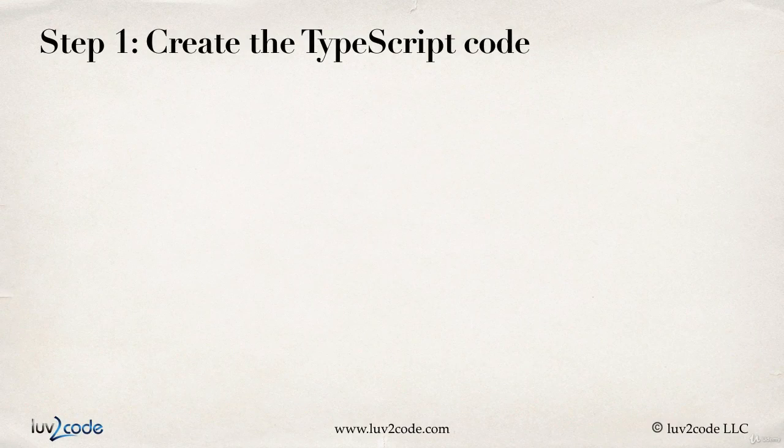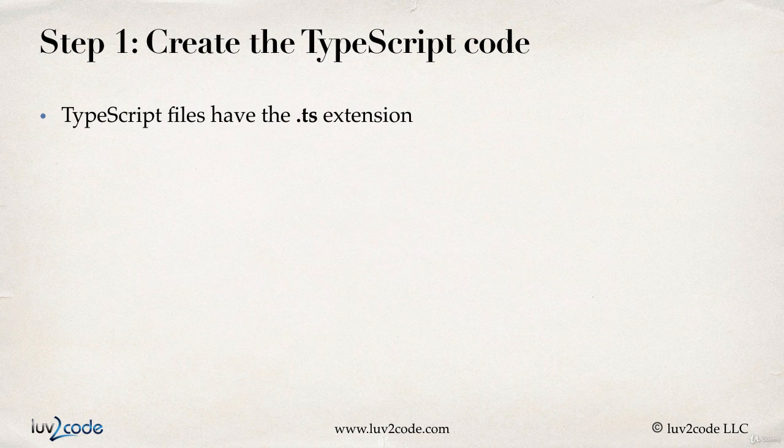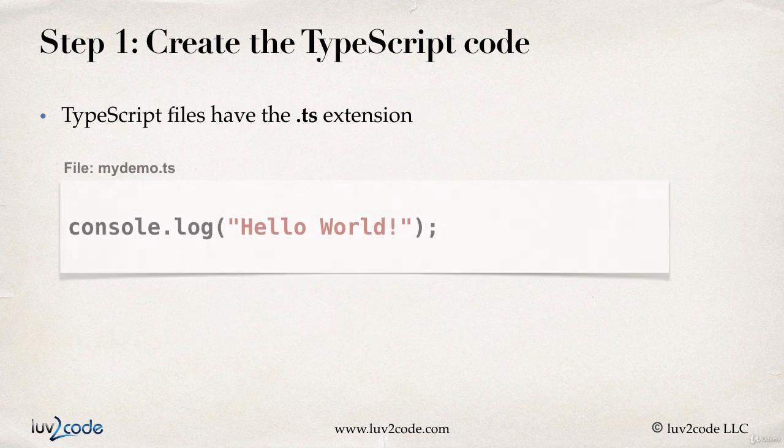Alrighty, so step one, creating TypeScript code. We create a text file. Our TypeScript files will have a .ts extension. So I have this file here called mydemo.ts. And then here I simply say console.log, hello world. It'll simply log a message to the actual console. And that's it. Very simple, very straightforward.